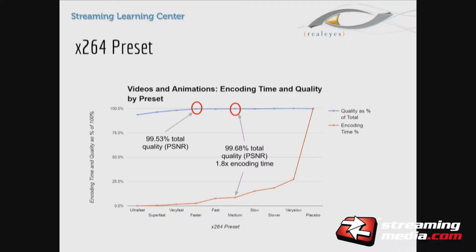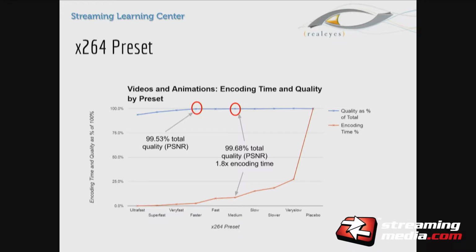So which preset should you use? What we're seeing here is the blue line is overall quality. So the absolute top quality is somewhere between very slow and placebo on the right, and then encoding time is in red. If you choose the faster preset, you've got 99.53% of the quality, and you're probably 30% of the encoding time from the medium preset.